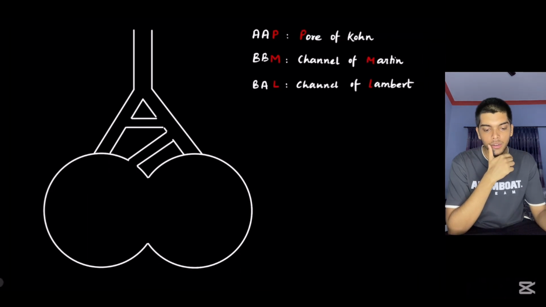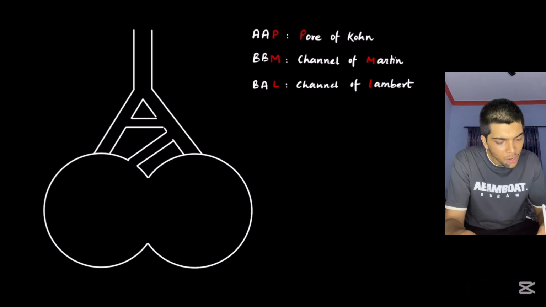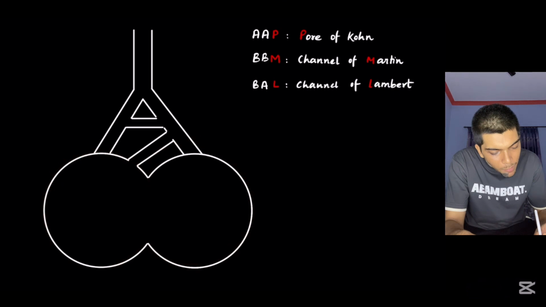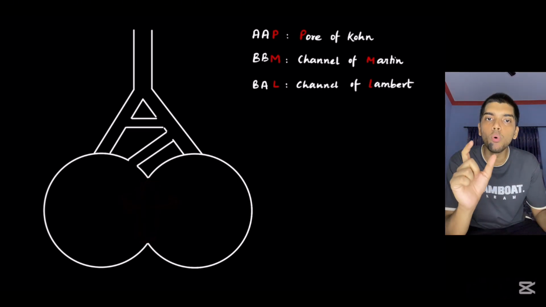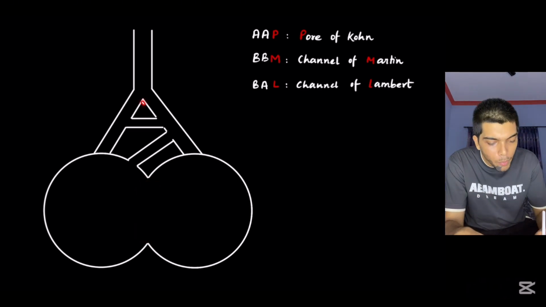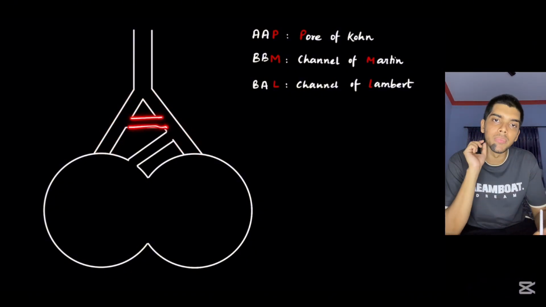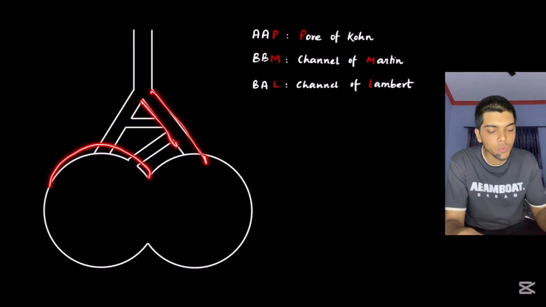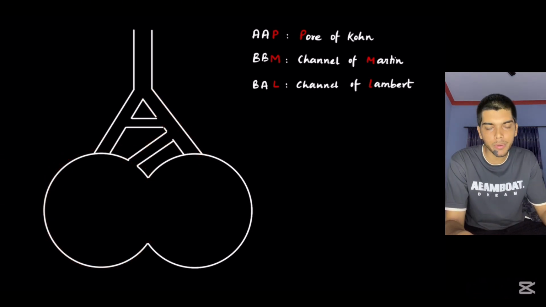Alright, communications within the acinus. There are three types of communications present within the acinus. One alveolus communicates with another alveolus with the help of a pore present between them. This is called the pore of Kohn. One bronchiole communicates with another bronchiole with the help of a channel connecting them. This is called the channel of Martin. One bronchiole communicates with an alveolus with the help of a channel as well. This is called the channel of Lambert. So there are three.